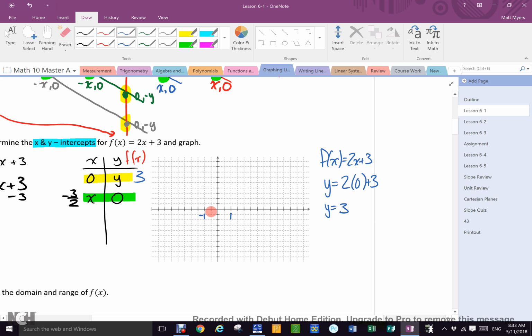Where is negative 3 halves 0? If each of these squares is worth a half, where do I have to go? 3 squares over. Which direction, Michael? Why left? Because it's negative. 1, 2, 3. Everyone agree? And that point is negative 3 halves 0, isn't it?